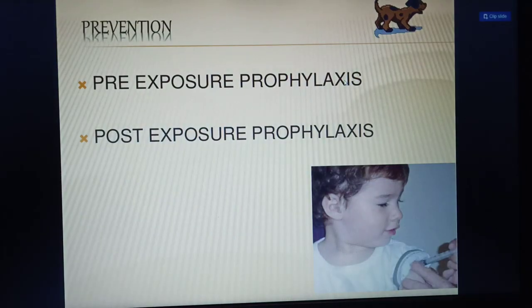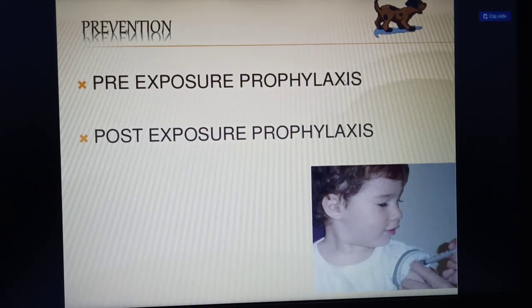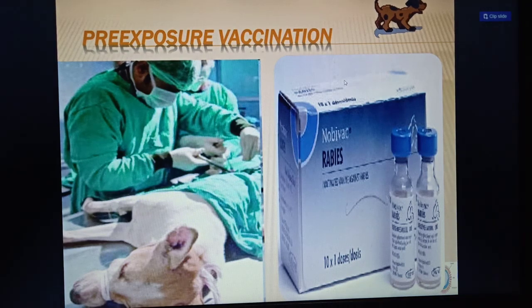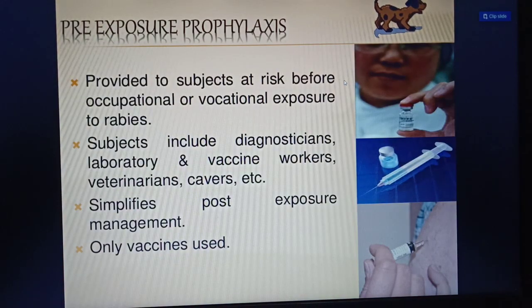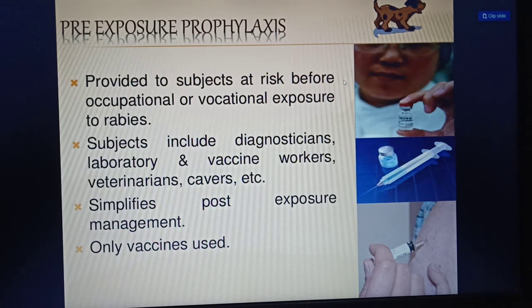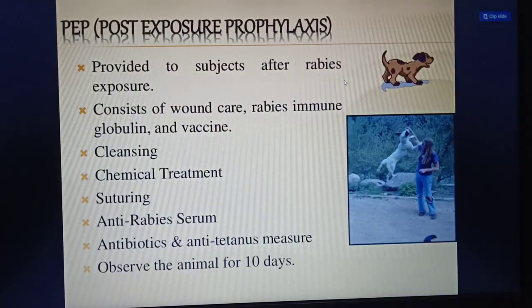Okay, so here this is a picture where you can see the bite marks of the dog bite. So what prevention can we make? Pre-exposure prophylaxis and post-exposure prophylaxis. For example, pre-exposure vaccination we have to give to people with occupational and vocational exposure to rabies, such as diagnostic laboratory and vaccine workers, veterinarians, and scavengers. For these people you have to give the pre-exposure prophylaxis vaccine.